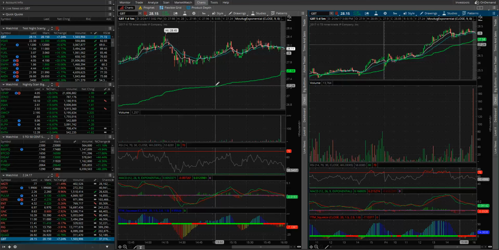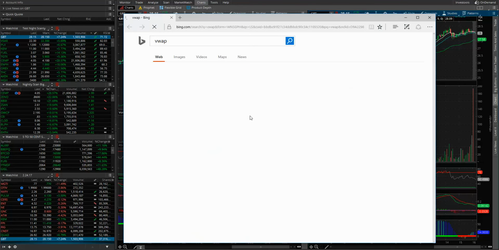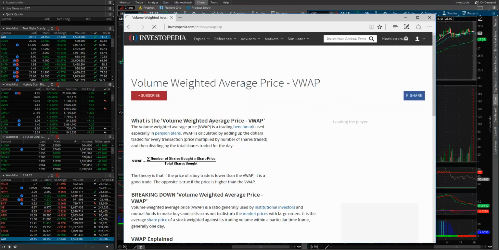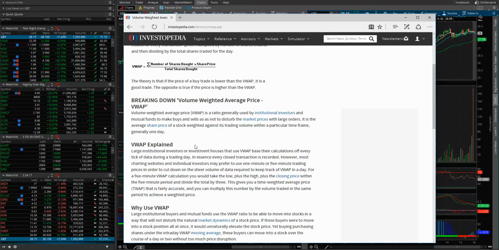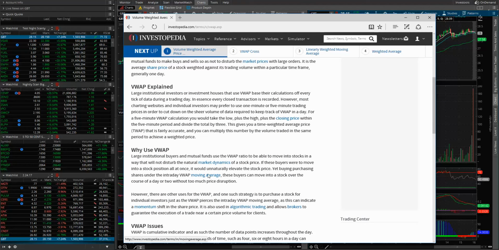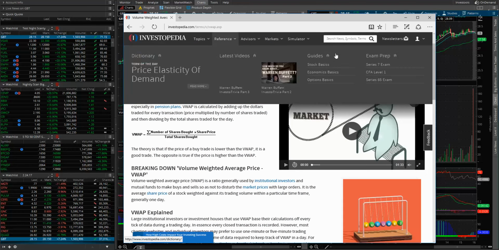So you know what I would do? If I didn't know what VWAP meant, I would type VWAP on the internet and go to Investopedia or Chart School and read it. Then I would come here and read what it means. VWAP explained, why use VWAP, moving averages and all this stuff. You've got to study this stuff, and then you could take it a step further.